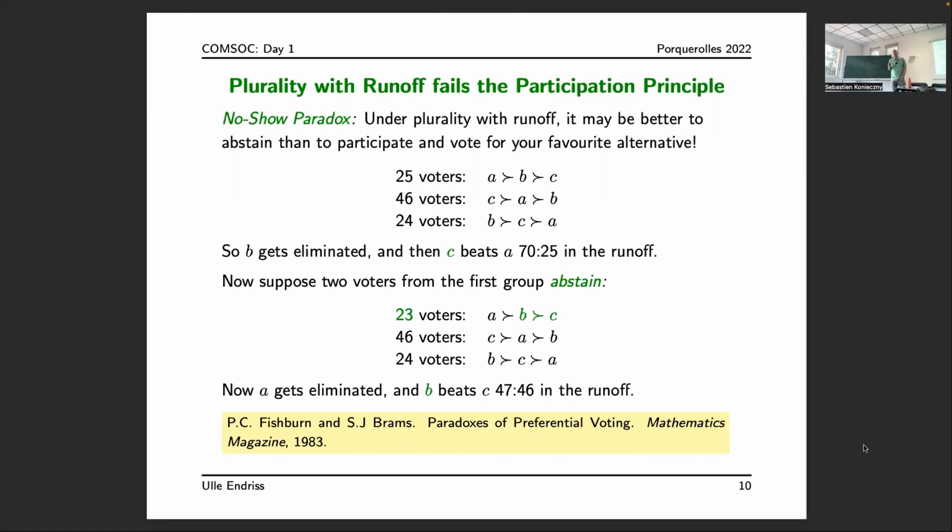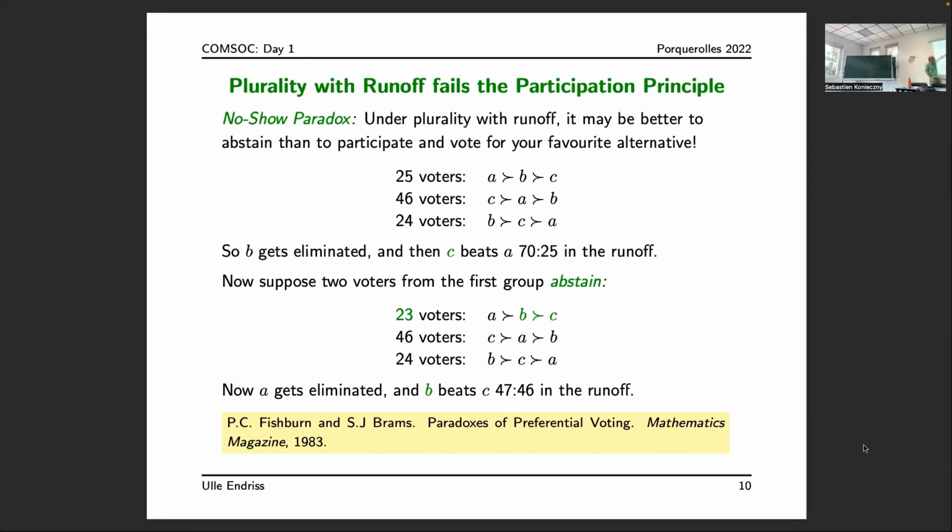The first one is the participation principle. So that was the one, it should always be in your best interest to just show up and vote what you really think rather than staying at home. Plurality with runoff, the local rule used here to elect the local president, does not have this property, as we're seeing now in this example. So here it can happen that it's better for you to just not go to the election, which is weird. Okay, let's have a look at this. This is also called the no-show paradox. It can be better to not show up.